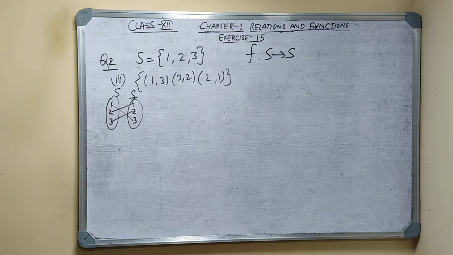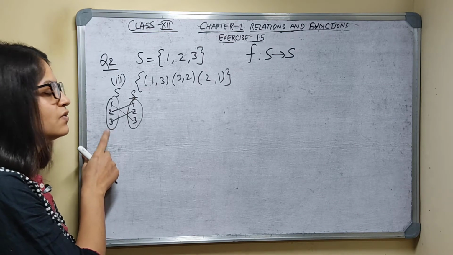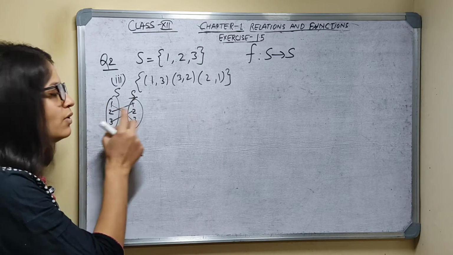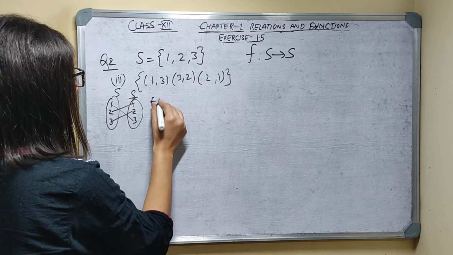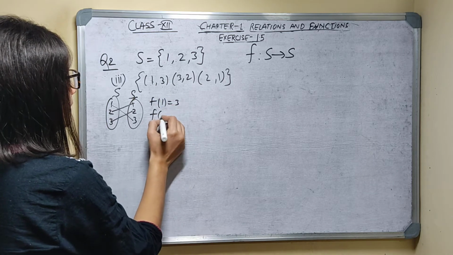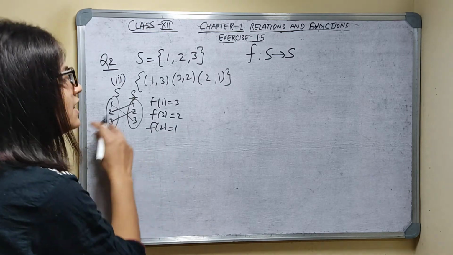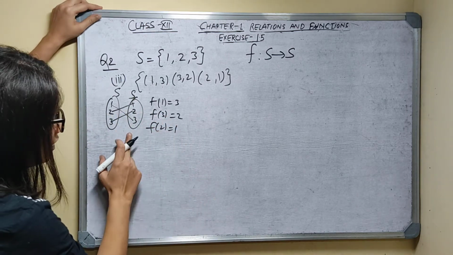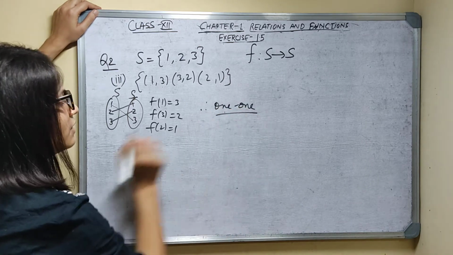So distinct elements of the domain have distinct images in the codomain. You can see f(1) is equal to 3, f(3) is equal to 2, and f(2) is equal to 1. Distinct elements have distinct images in the codomain, so I can say this function is a one-one function.